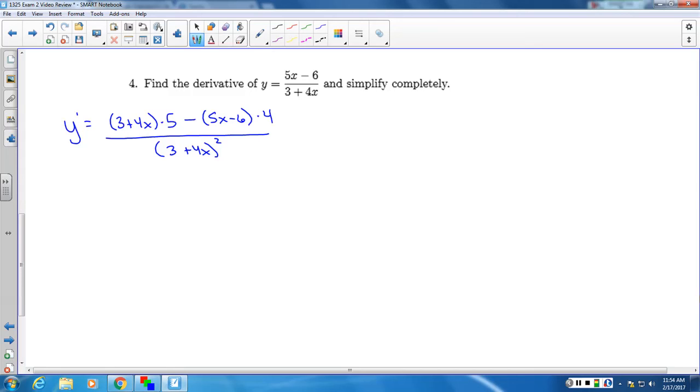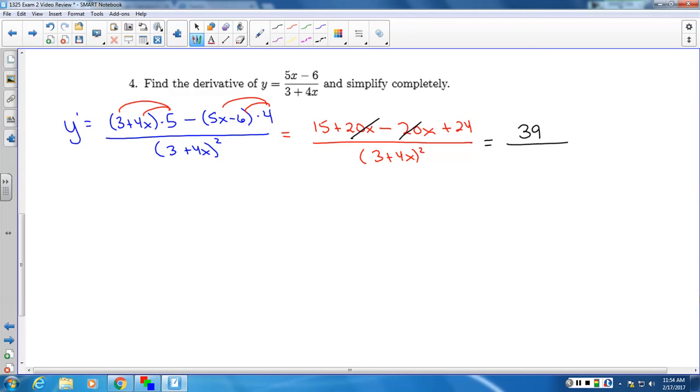So that's my calculus part right there. Now I'm going to do algebra to simplify it. The denominator's already done. I'm not going to mess with it. I'm going to multiply that 5 through. And I get 15 plus 20x minus, I'm going to multiply this through, so minus 20x minus negative 24 is plus 24 over 3 plus 4x squared. Those cancel. And so I have 15 plus 24, which is 39, over 3 plus 4x squared.